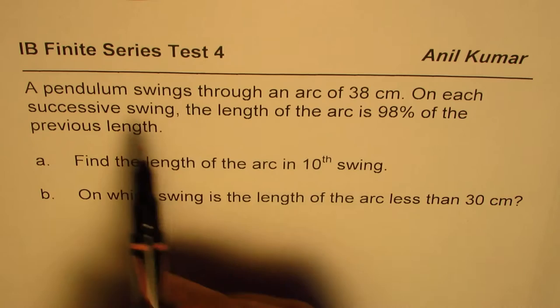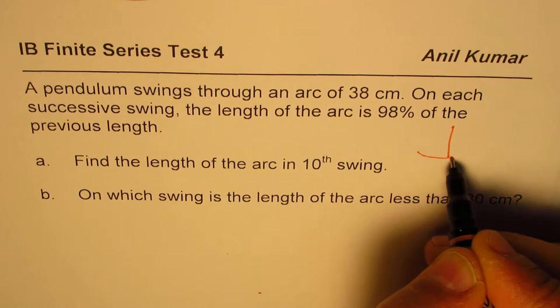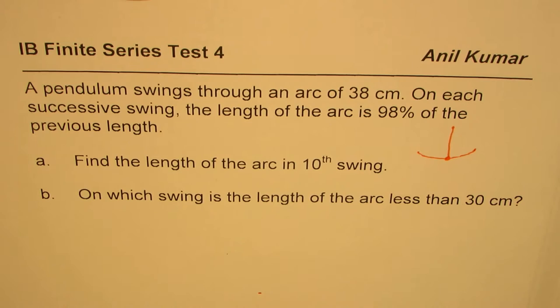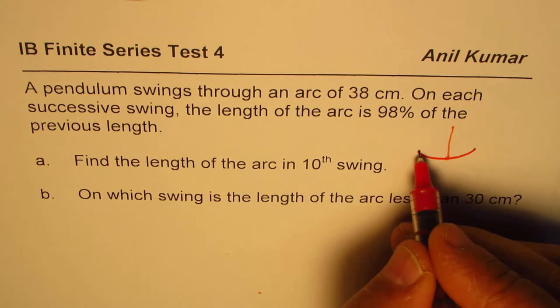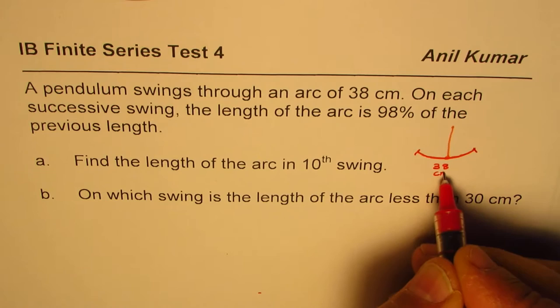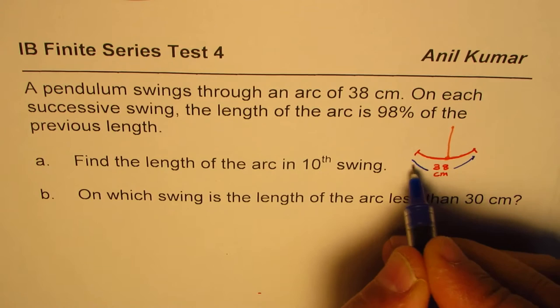So we have a pendulum. Let's see, this is the pendulum, right? Now when it is swinging from one end to the other, that is the pendulum swinging from one end to the other. And what we are seeing here is this length along the arc, is 38 centimeters to begin with. So from here to here is 38 centimeters, correct?